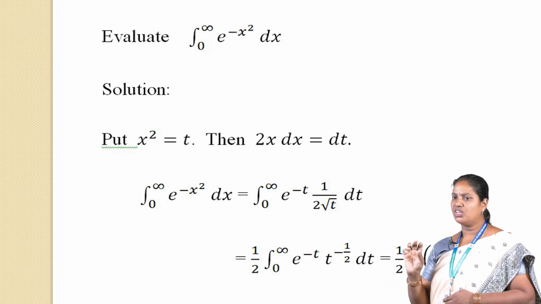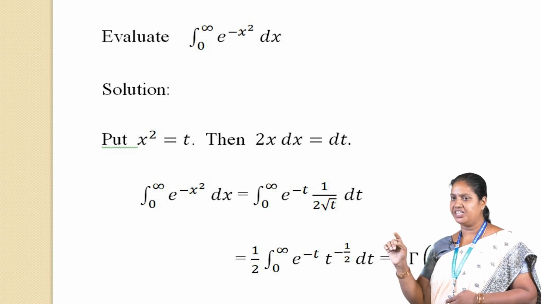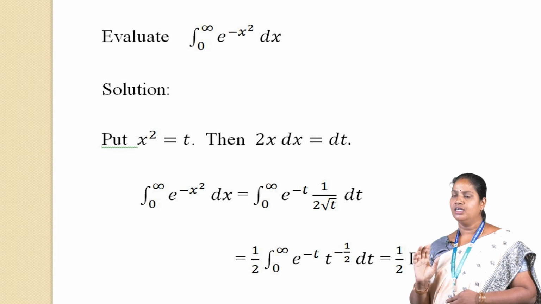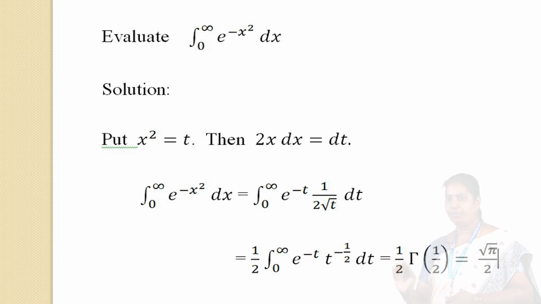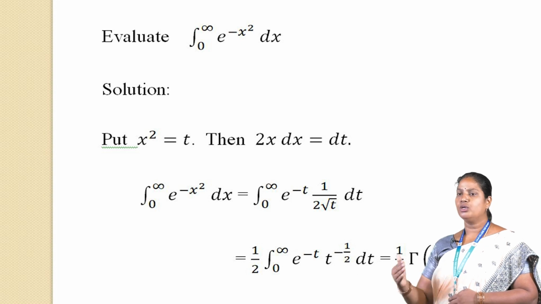Now we have to observe what the minus 1 by 2 is. That minus 1 by 2 is nothing but half minus 1. So this expression is nothing but gamma of half. So this is equal to 1 by 2 times gamma of 1 by 2. Just before, we proved that gamma of 1 by 2 is root pi. So the value of the integral is nothing but root pi by 2.